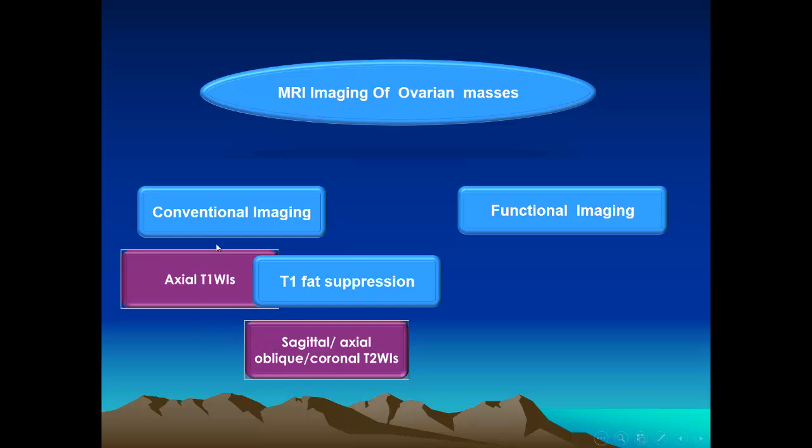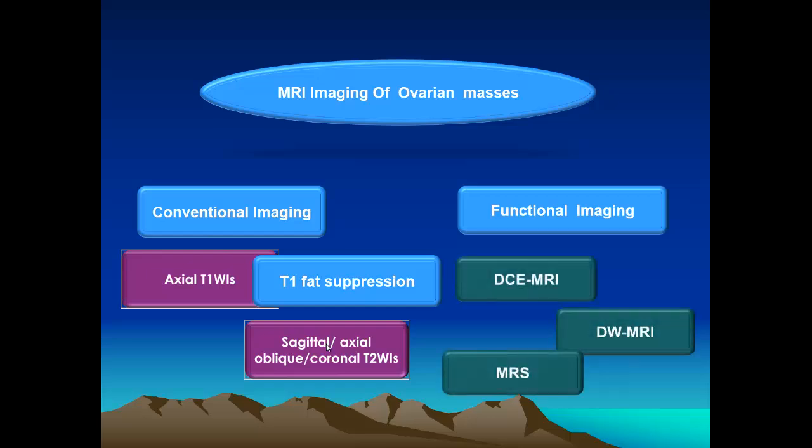A conventional imaging, that I have shown you, T1 weighted image, T1 fat suppression, and all the sequences of T2, all the scans of T2, because the T2 shows you the normal anatomy, sagittal, axial, oblique, and coronal. We have to do all this. Because, for example, if I want to see if it is a serous fibroid or ovarian, I have to show all the sequences, because sometimes I find a very small pedicle coming in only one sequence.